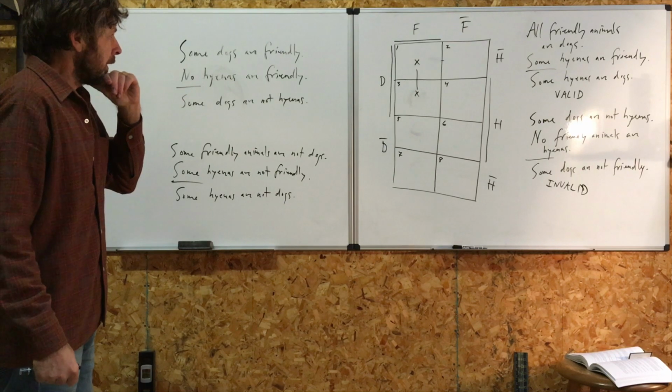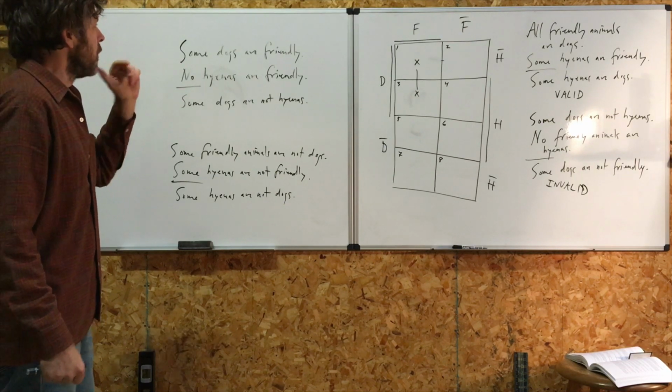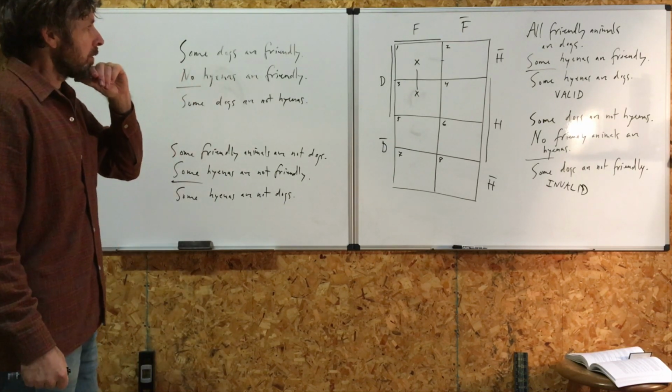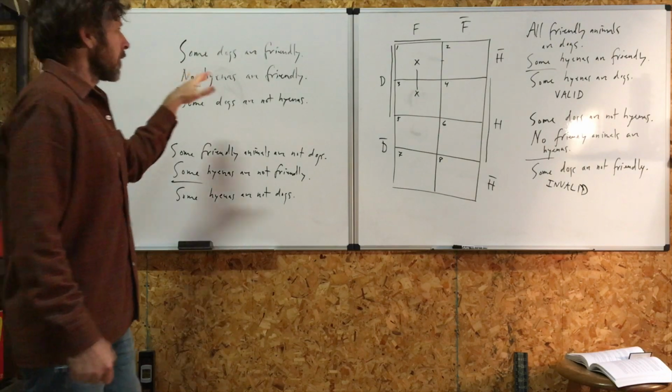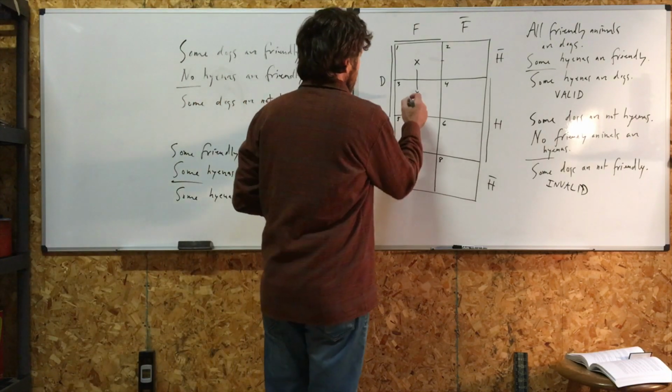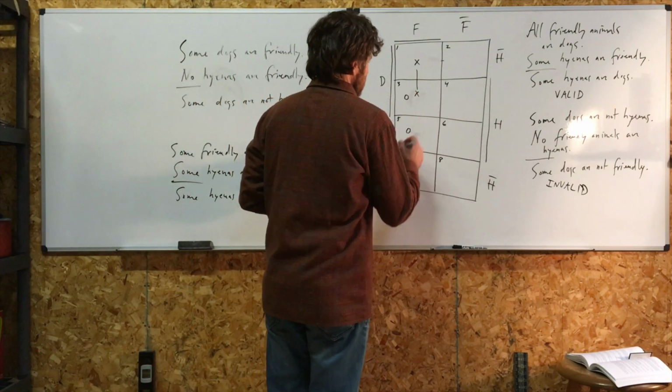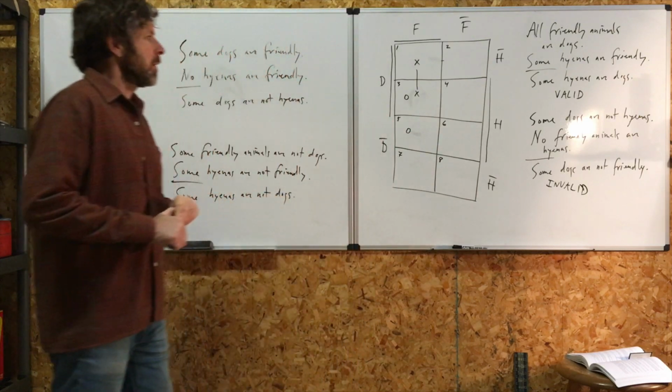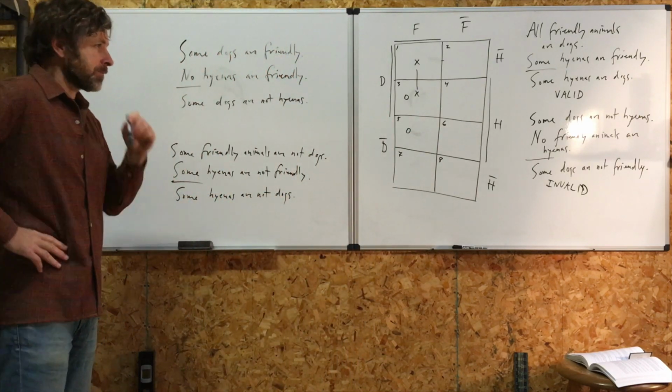Okay? All right. No hyenas are friendly. Now, if you're going to diagram that, you would put a 0 in 3 and a 0 in 5. Now, look at this.